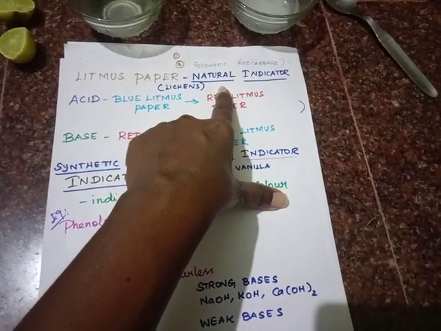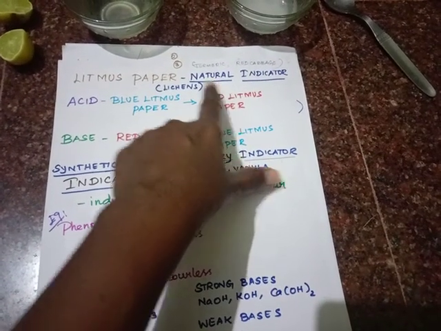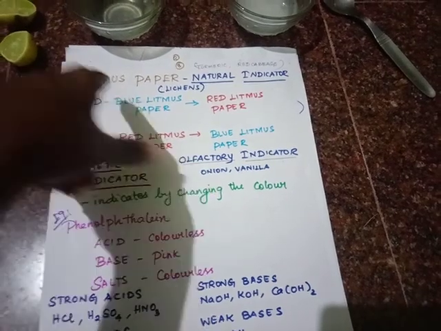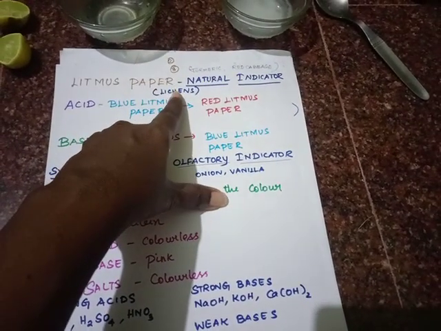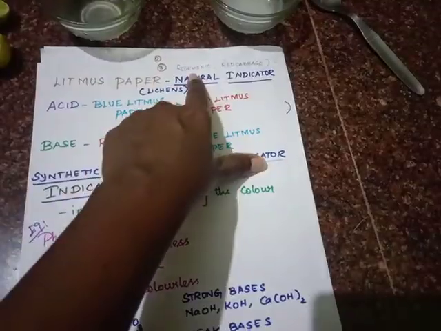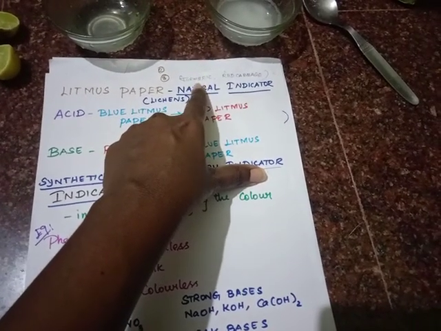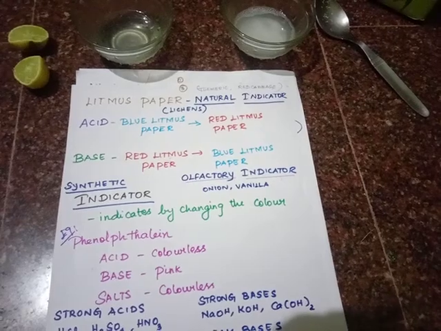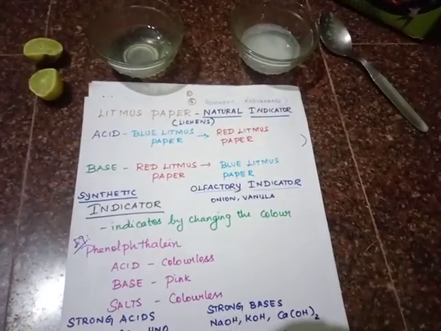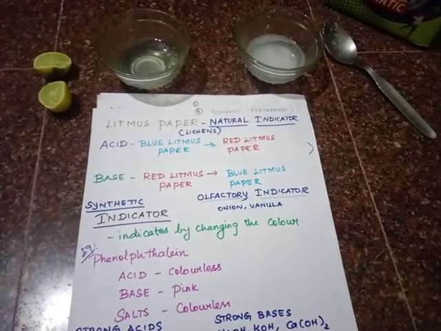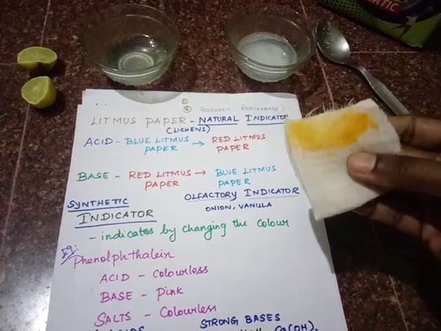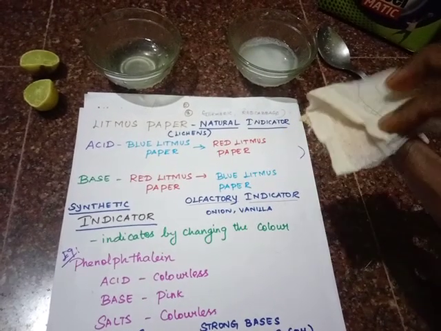Now first we'll see about the natural indicator. Here I have written litmus paper, which is taken from lichens. Before that, we'll see that in our day-to-day life we are using some natural indicators. The first thing is turmeric. We know it is yellow in color. Now I am showing you this turmeric stained cloth.